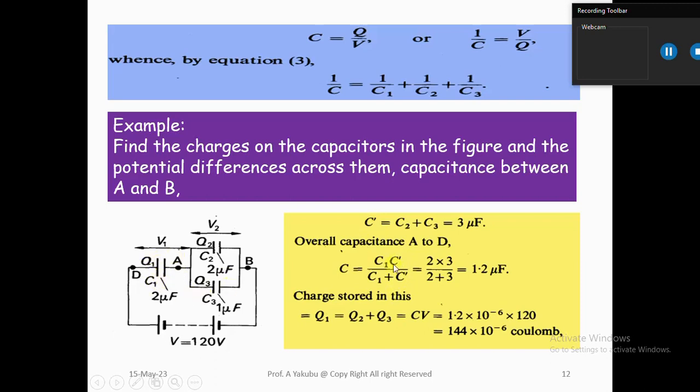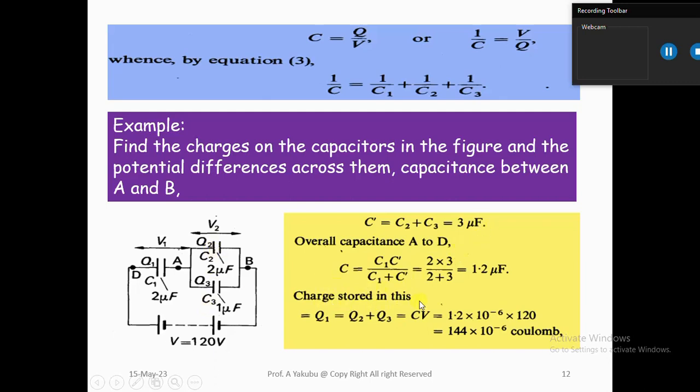I call this one C1. So 1 over C1 plus 1 over C prime. When you do the calculation, the total capacitance is C1 C prime divided by C1 plus C prime. You have 2 times 3 divided by 2 plus 3, which is 1.2 microfarad. So the capacitance across points A to B is 1.2 microfarad, while between these two it is 2.3 microfarad.